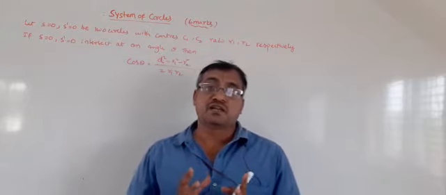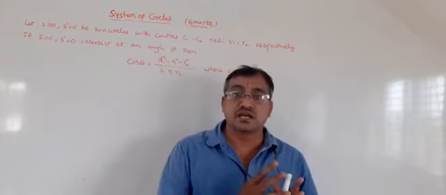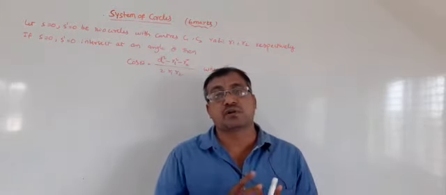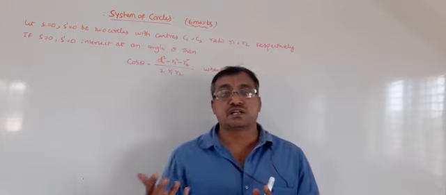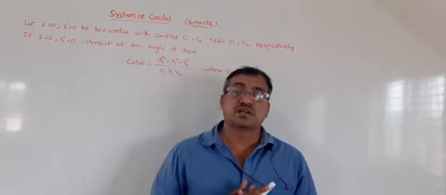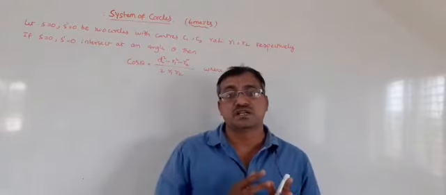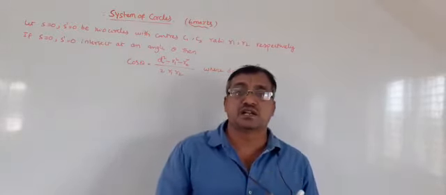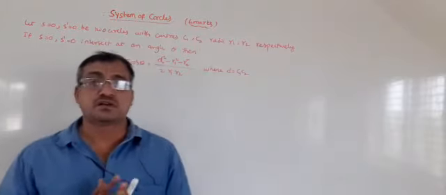Remember that the angle between any two curves is the angle between their tangents at the point of intersection. This concept you have learned in first year 1B, tangents and normals. So the angle between any two curves is the angle between their tangents at their point of intersection. Now let us see the proof.